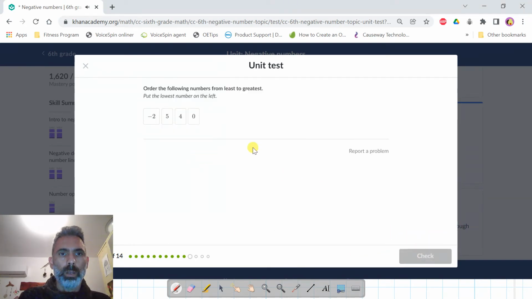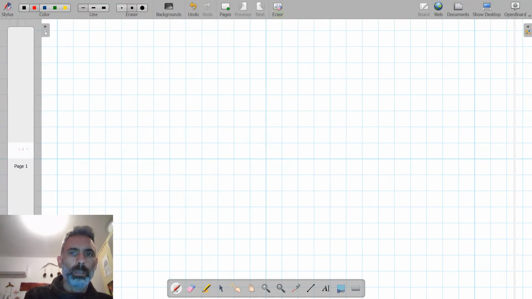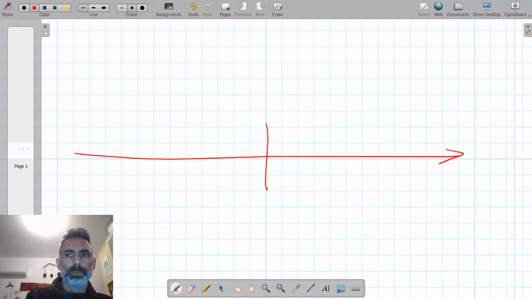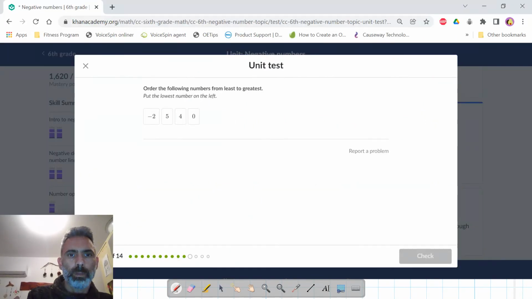Okay. Order the following numbers from least to greatest. Put the lowest number on the left. So this is the number line. What is here? Negative 2. Let's say that's 1, that's 2, so this is negative 2. This is 1, this is 2, this is 3, this is 4, this is 5.